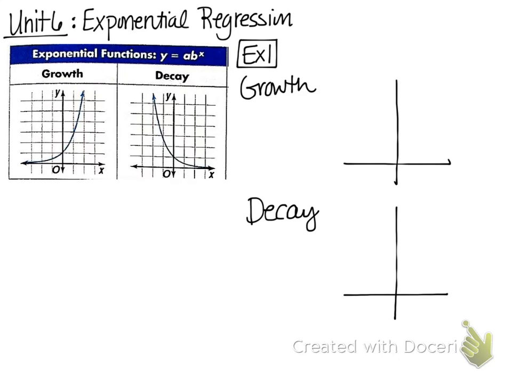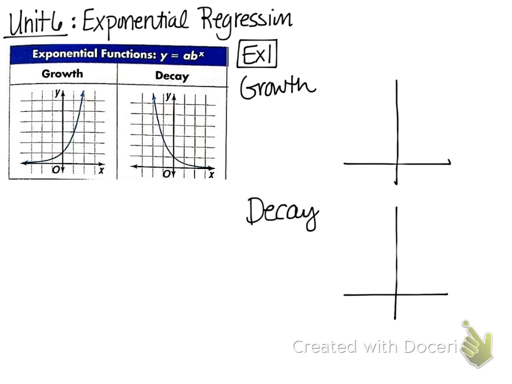Okay, so today we're going to talk about exponential regression. Exponential regression has this form right here: y is equal to a times b to the x power. Now we have two different types. We have growth and we have decay. So growth, we're going from left to right, we're going up, we have an increase. Decay, from left to right, we have a decrease.